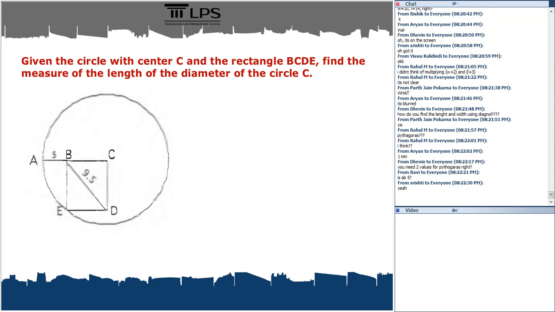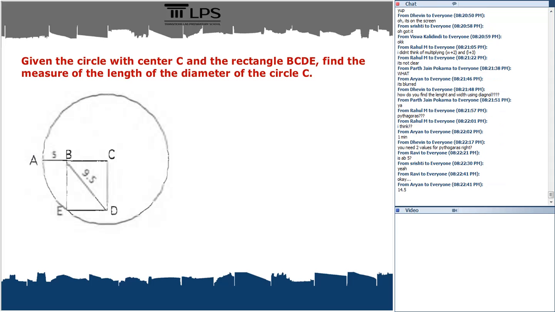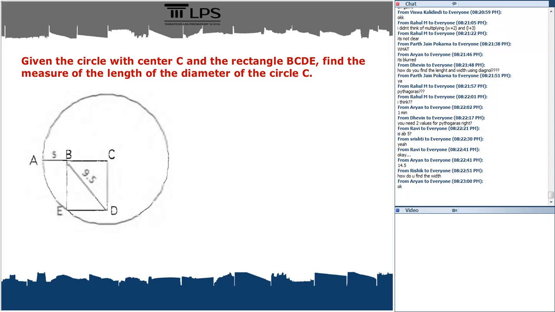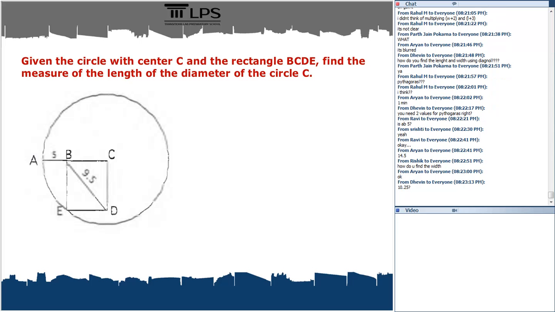Anyone? Is AB 5? Yes, Ravi, AB is 5. No, Aryan, 14.5 is not the answer. No, Deven, 10.25 is also not the answer.